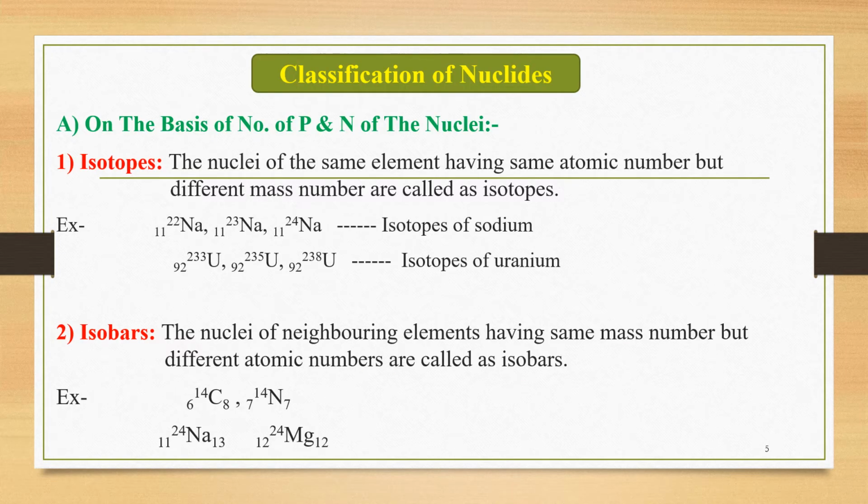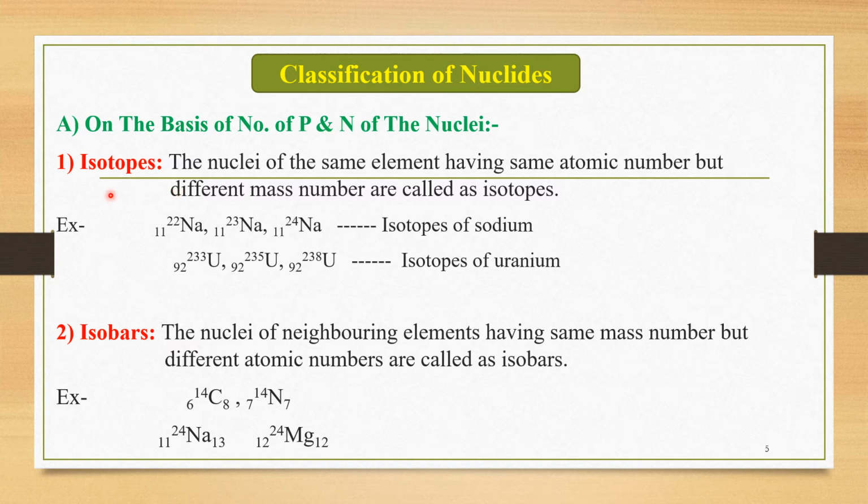Once we have studied the simple introductory part of the nuclear chemistry chapter, next we have to study the classification of nuclides. This classification is based upon two different bases. The first basis is the number of protons and neutrons of the nuclide. How can nuclides be classified on the basis of the number of protons? So let's look at them one by one.